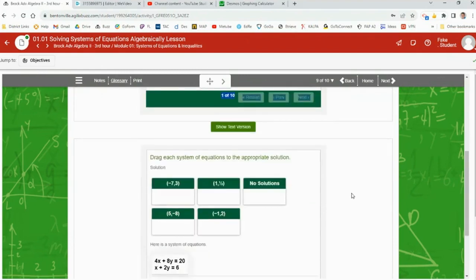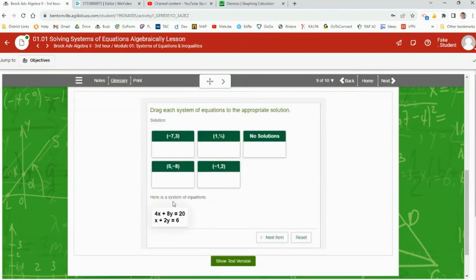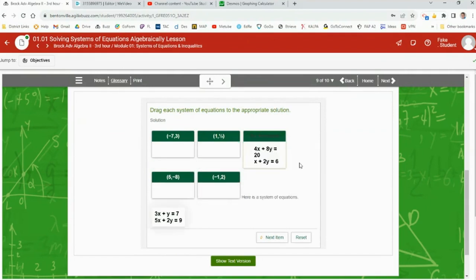Lots of practice problems. Here you just drag this to its solution. You work this and say, okay, I think this one's -7.3, so I drag it there. Oh, that's not right. It won't let me. So I go back and look at my work and see what I messed up. Maybe the answer was over here. Oh, look at that. That one had no solution. But this gives you a chance to work that and see what you got.